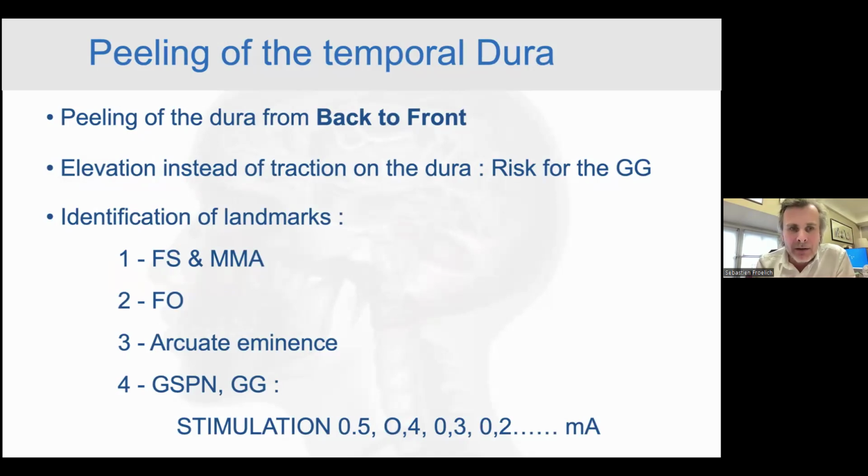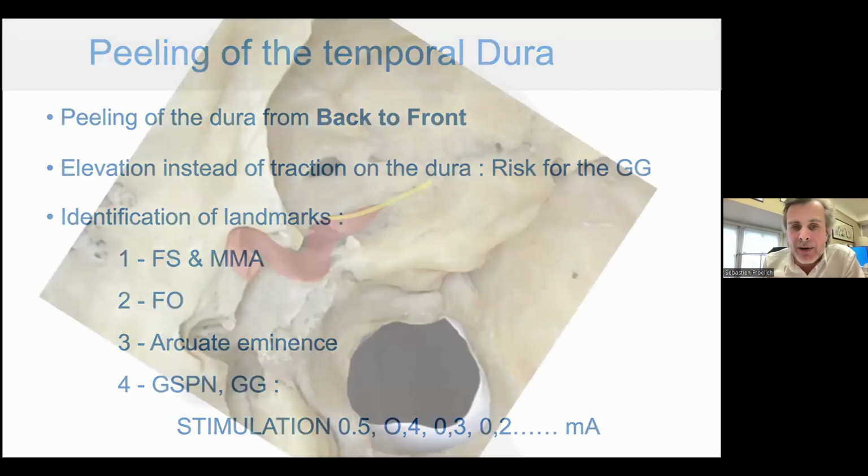Once you are there, you can start peeling the dura from the temporal fossa floor, from back to front. And then you progressively identify your landmarks. Why do you need to peel from back to front? Because if you peel from front to back, you may peel the GSPN from the bone, and when you reach the facial hiatus, you will strip the GSPN from the geniculate ganglion. You will cut it, and then you have a risk of facial palsy.